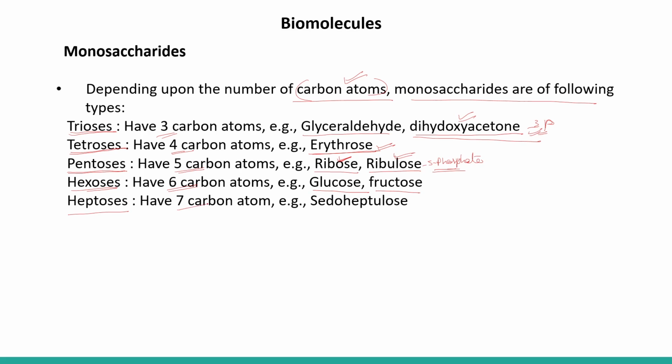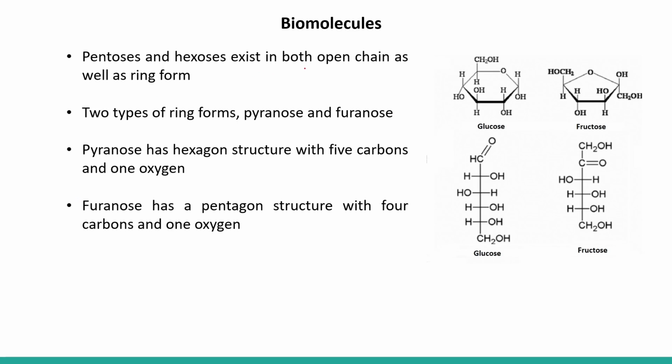Heptoses have 7 carbon atoms. When the monosaccharide has 7 carbons, it is named a heptose. Example, pseudoheptulose. So these are the different types of monosaccharides. Pentoses and hexoses exist in both forms, present in an open chain structure and also in a ring structure.